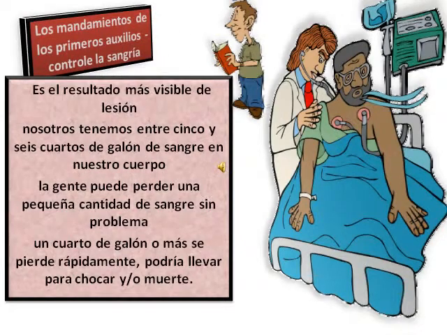Bleeding is the most visible result of an injury. Each of us has 5 to 6 quarts of blood in our body. Most people can lose a small amount of blood with no problem. However, if a quart or more is lost, it could quickly lead to shock and/or death.